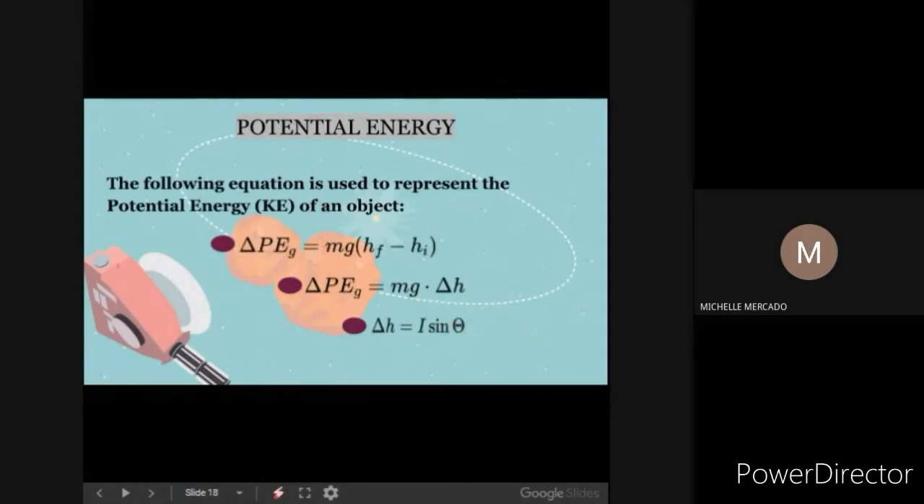Okay, again and again, potential energy. So again, when we say potential energy, it is defined as the energy stored in an object. Then it is divided into two types. So what are those?